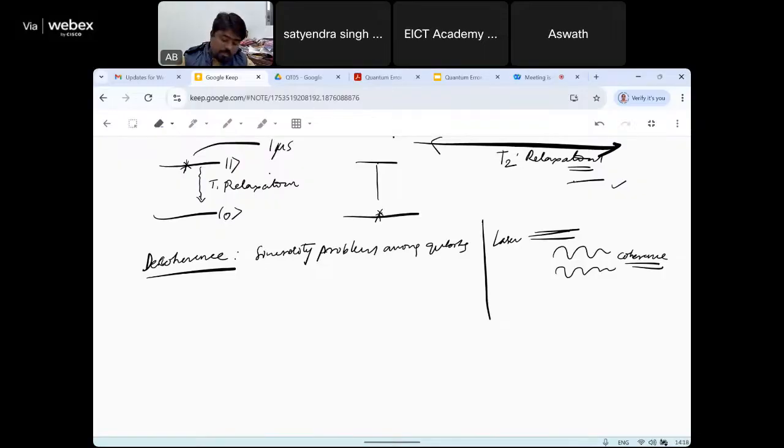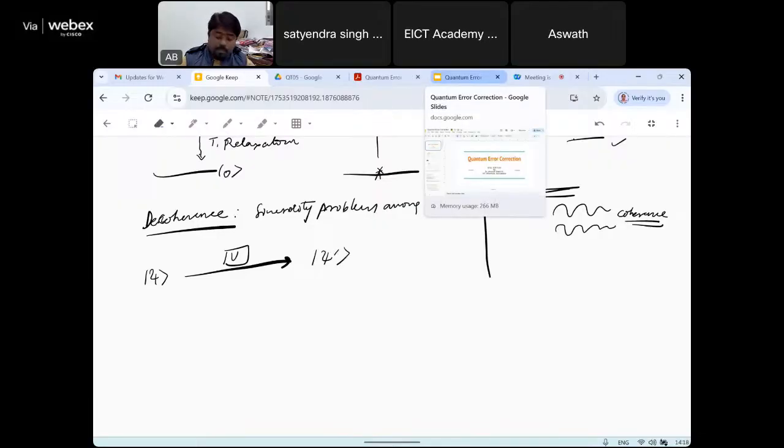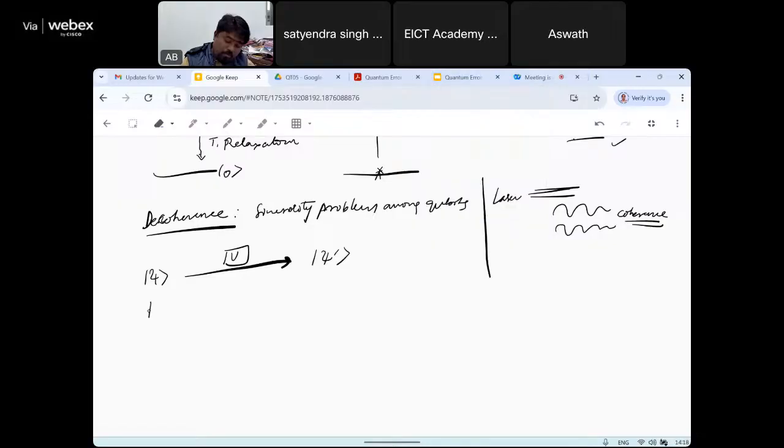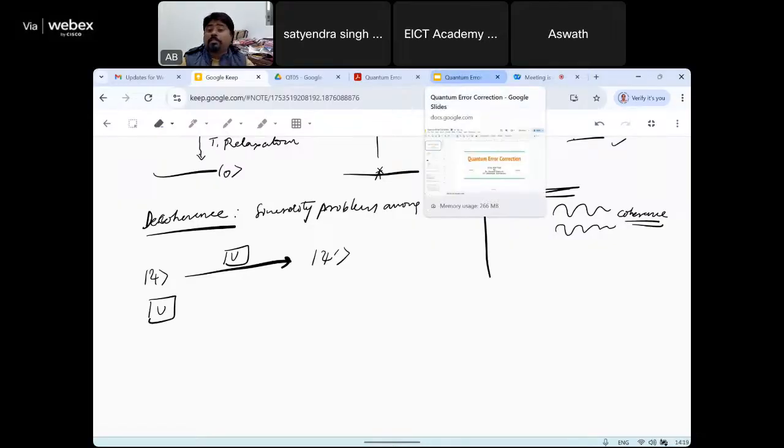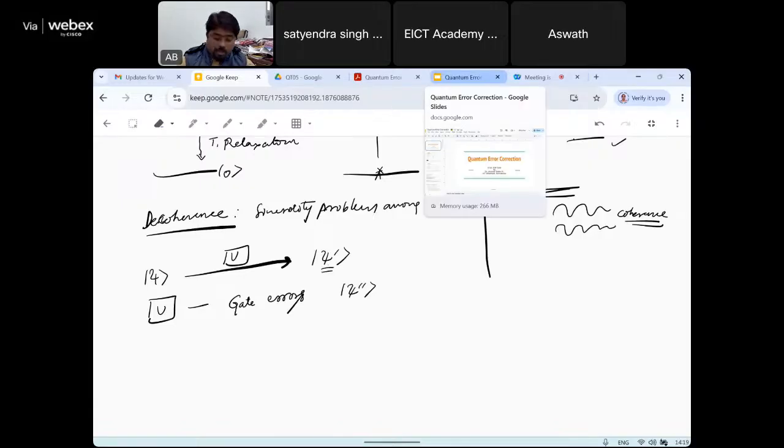There is one more thing. Let's say there is a quantum state psi. I want to send it through some gate U, and it's supposed to change it to some new quantum state psi prime. But the U which I am going to create has a malfunction in it. So those are gate errors. I intend to create psi prime, but I created something else, psi double prime. That is a problem for my calculation.